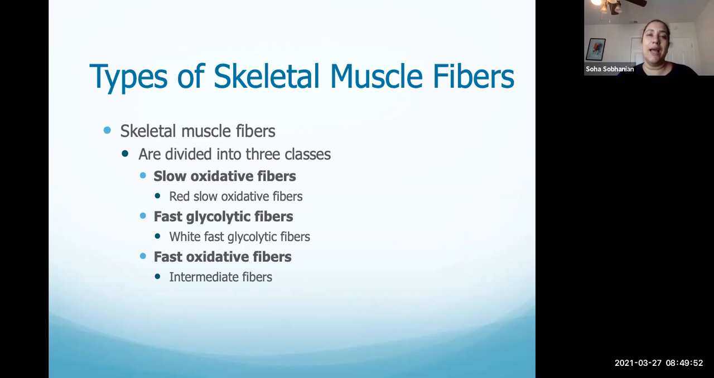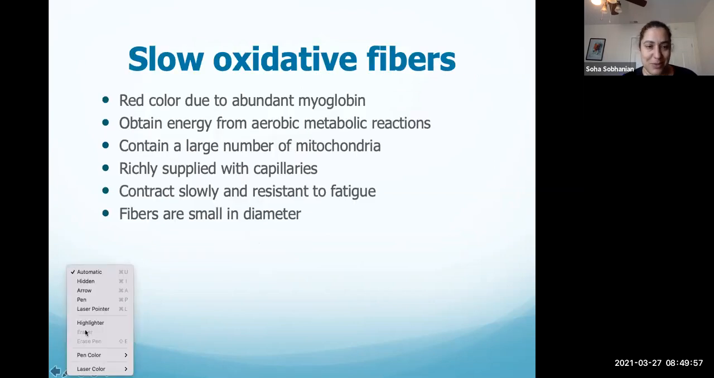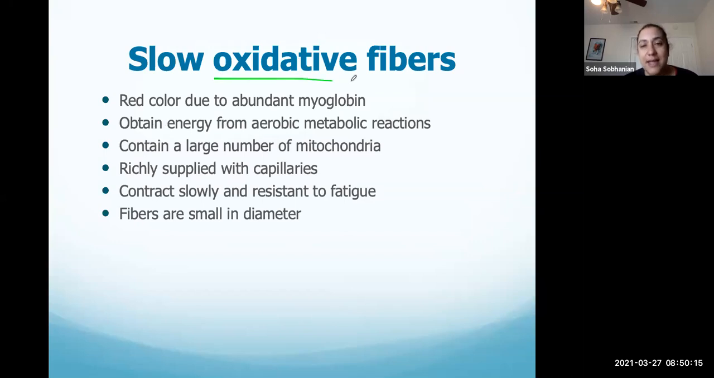So let's take a look at the differences between these muscles, guys. Now we have more description. Now that you have kind of an idea, hopefully this will make more sense. Okay, so let's just start with slow oxidative. They're red color due to abundant myoglobin, which we already established. They need that oxygen. We know based on the word oxidative that they are using an aerobic reaction to get that ATP.